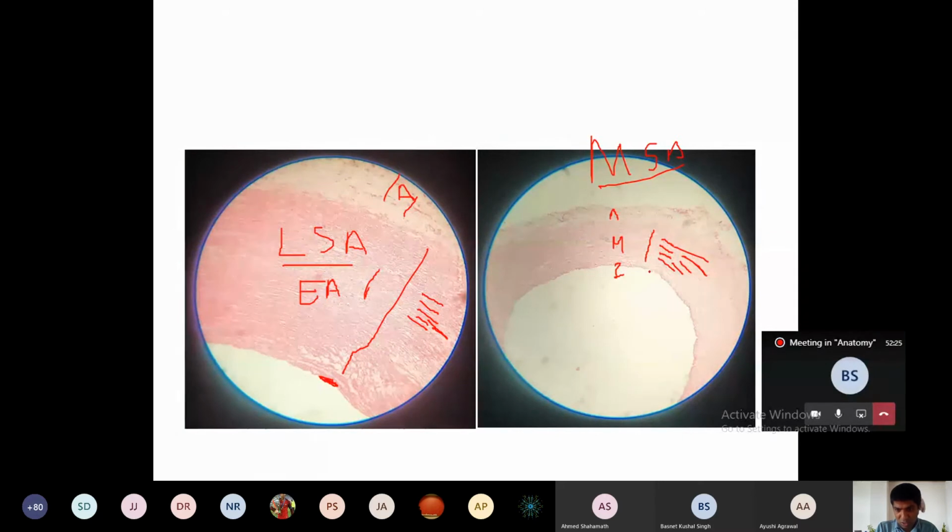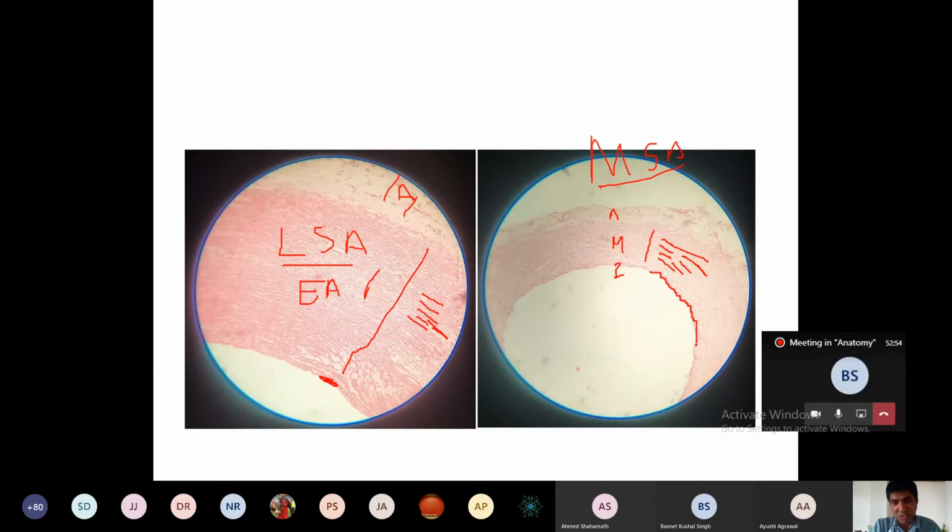And here, what is this one? This one is the blue layer. Are you seeing it? I think you can see the blue layer. This is the internal elastic lamina. Internal elastic lamina in case of the medium-sized artery is very prominent. So at this point you can write: prominent internal elastic lamina is thrown into folds because of the post-mortem contraction of the elastic muscular artery. This point you can write.